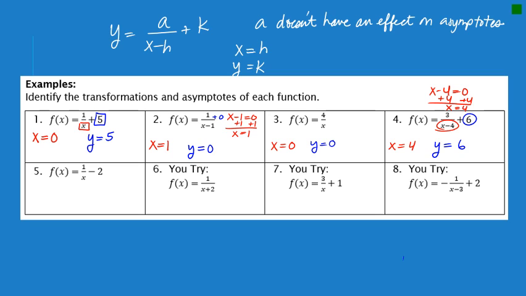And then the last one I'm going to do here is number 5. If I plugged in 0 for my x value, I would be dividing by 0. So anytime there's just an x, so you don't have x plus or x minus anything, your vertical asymptote is always going to be x equals 0. And then for my horizontal asymptote, I take my k value, which is negative 2.